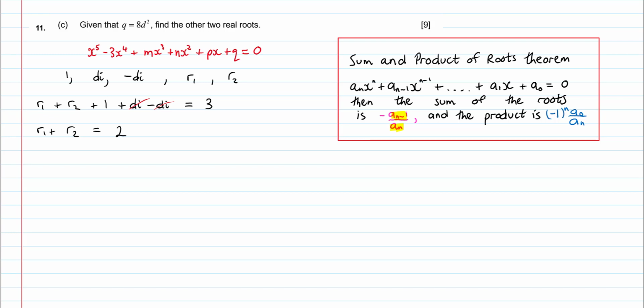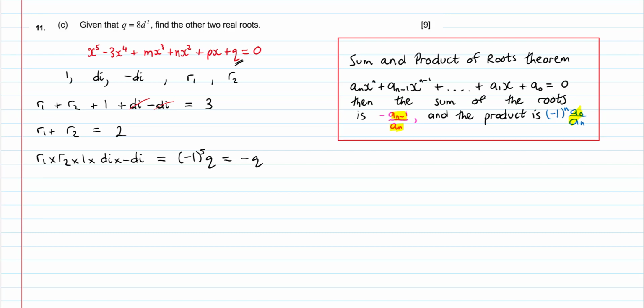Then for the product of the roots, we're going to get R1 times R2 times 1 times di times negative di, and that's going to be equal to this blue part here that we've got, so negative 1 to the power of n times a sub 0 divided by a sub n. So for our problem, n is equal to 5, so we're going to get negative 1 to the power of 5, a sub 0, well, that is q there, times q, and a sub n, that's just the coefficient of x to the power of 5, which is just 1, so that equals negative q.